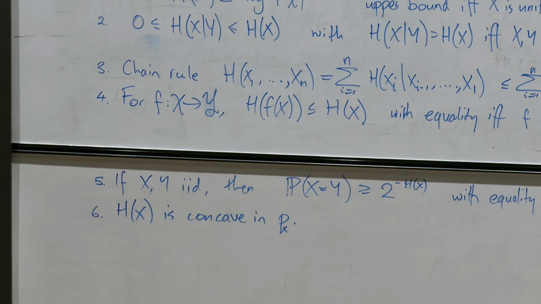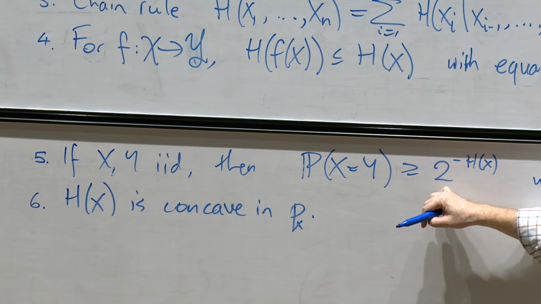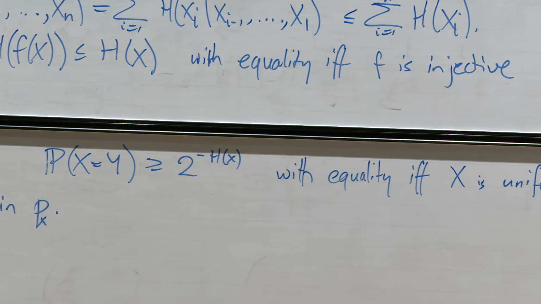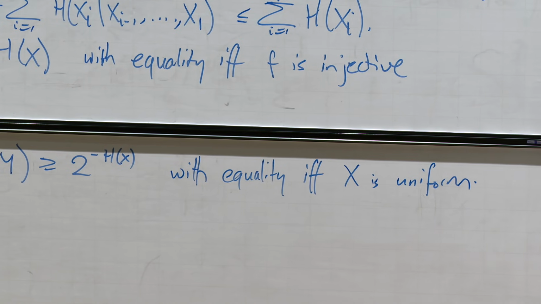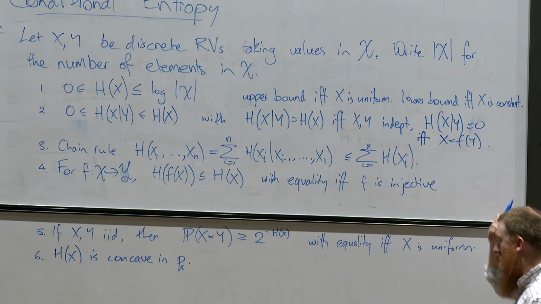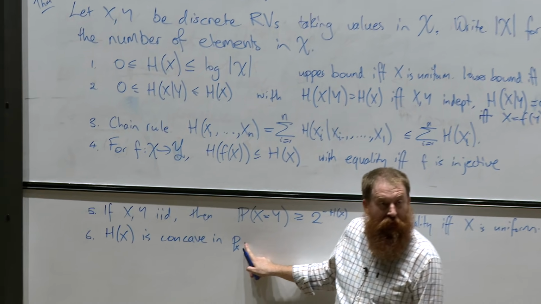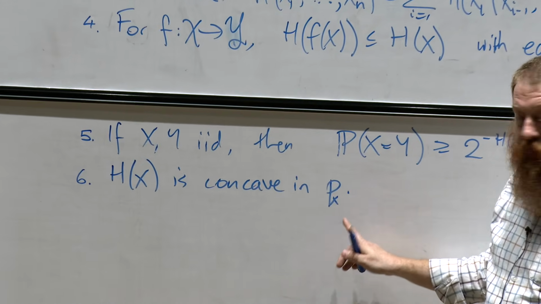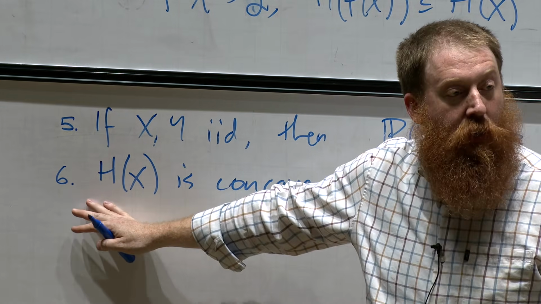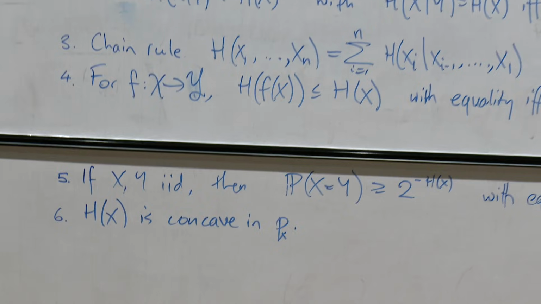5, if X and Y are IID, then the probability that X equals Y is at least 2 to the minus entropy, with equality if and only if X is uniformly distributed. Of course, because they're IID, if X is uniform, so is Y. And finally, if we think of the entropy in terms of the distribution, it's concave as a map. So if I take a convex combination of p's, then I'm going to be increasing the value of H. That's the idea. So let's do the proof.